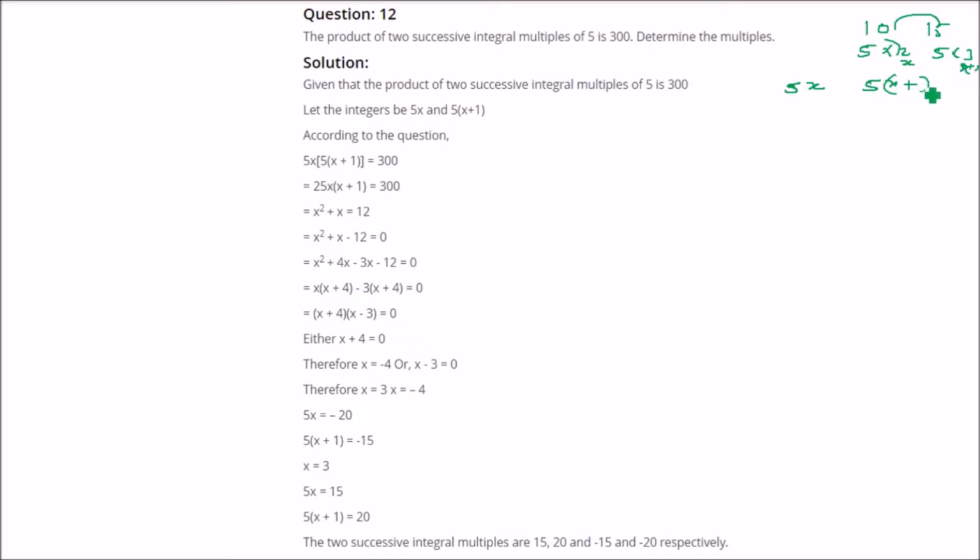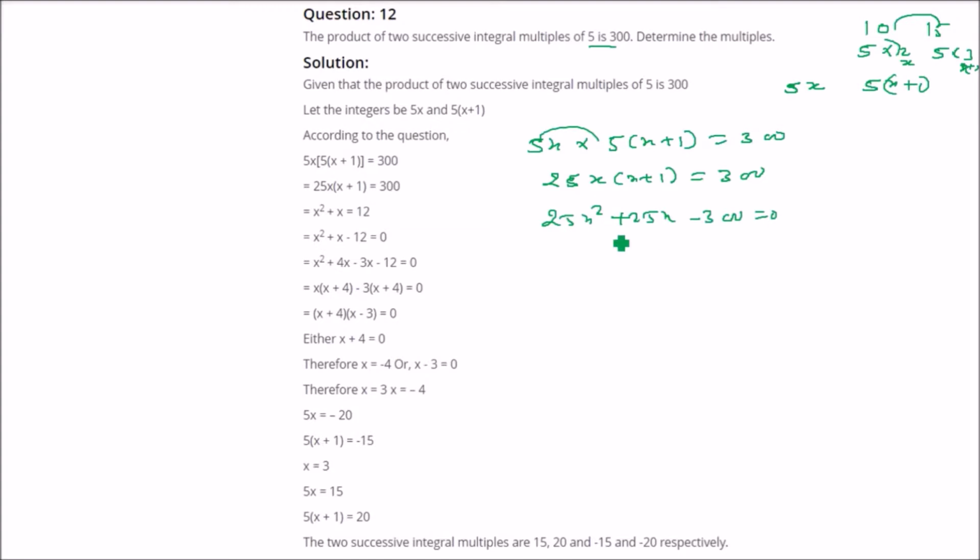So 5x and 5 into x plus 1. The product of these is 300. So 5x into 5 into x plus 1 is equal to 300. This will be 5 into 5 is 25, then we have x plus 1, equal to 300. This will become 25x square plus 25x. I'm bringing 300 here, minus 300 will be equal to 0. Now divide both sides by 25. So you get x square plus x minus 12, because 25 into 12 is 300.